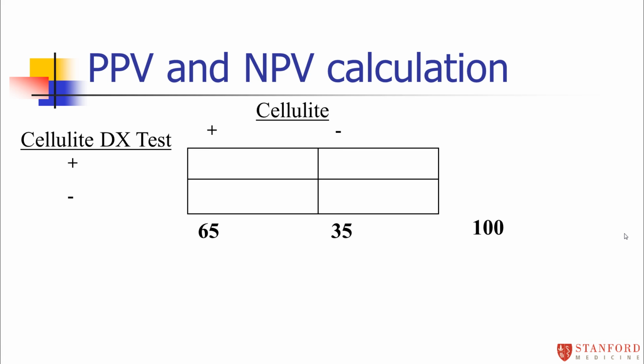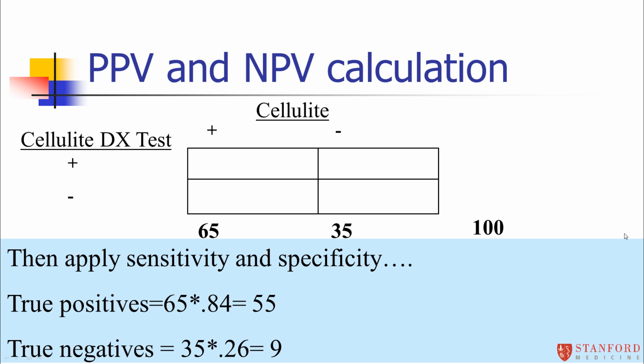So for example, we start with the prevalence of the disease, and then we know out of the 65 women who have the disease, 84% of them are going to correctly test positive. So we can fill in that cell with a 55. Out of the 35 women who truly do not have the disease, only 26% of them, that's the specificity, are going to test negative. So we can fill in that cell with a 9 there.